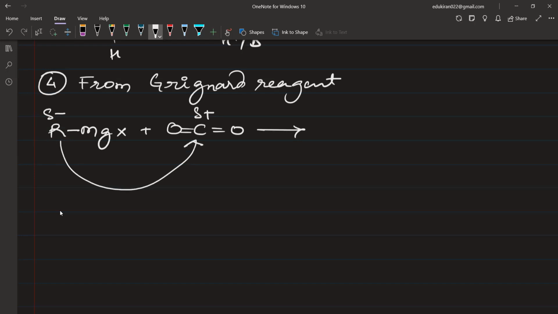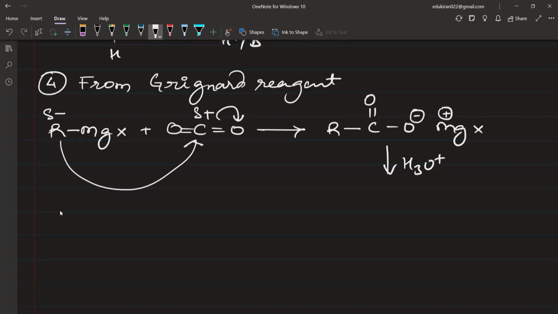And what you are going to get is R, and one oxygen is going to break the C double bond O, leaving a single bond O negative, and you have MgX. This Mg will have a positive charge here. Okay. Now once you add this, just add water. You will get R, C double bond O, and OH.